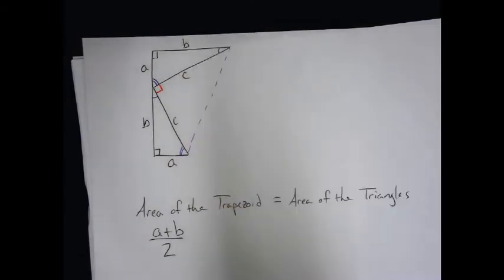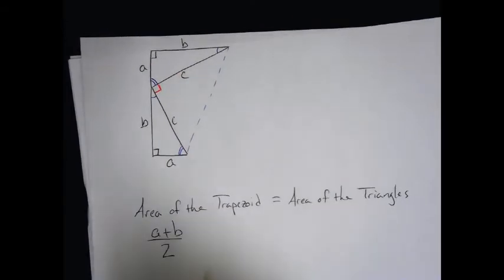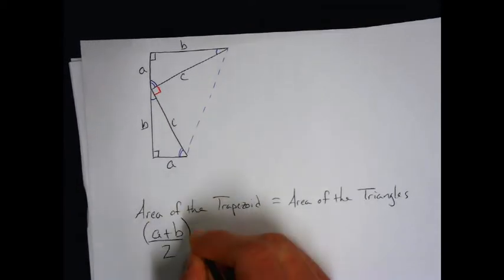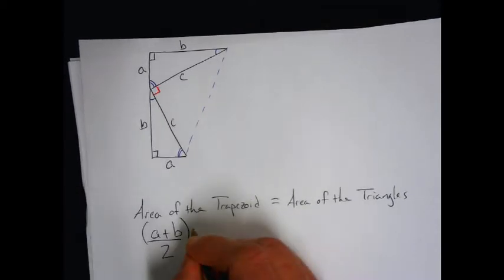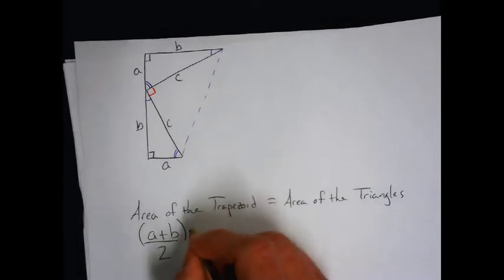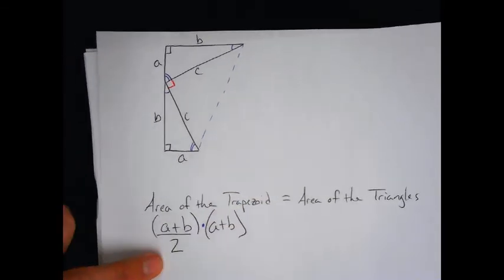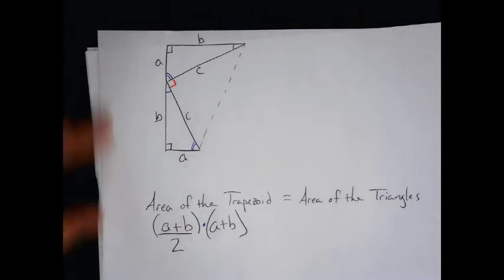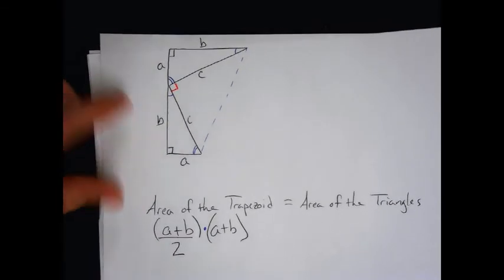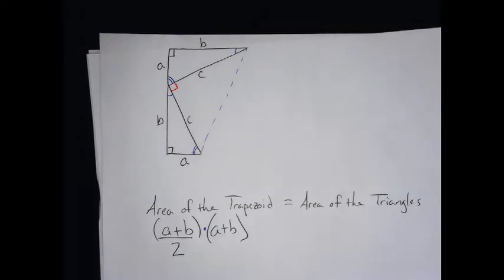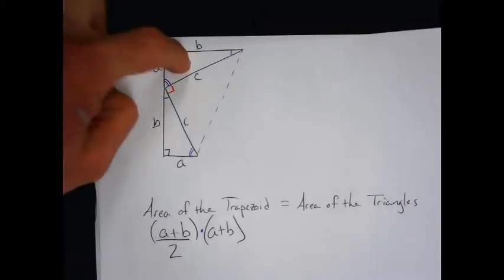That is segment B plus segment A. So the height is, funny enough, A plus B. So the area of the trapezoid is this: A plus B divided by 2 times the height, A plus B. That's the area of the trapezoid. And what is that equal to? Again, that is equal to the area of each of these triangles.